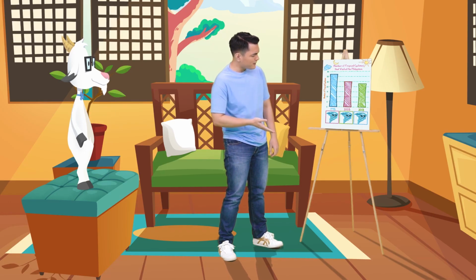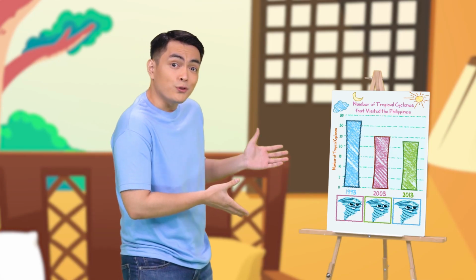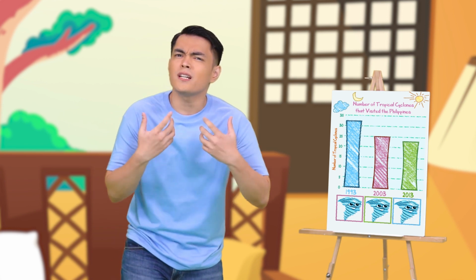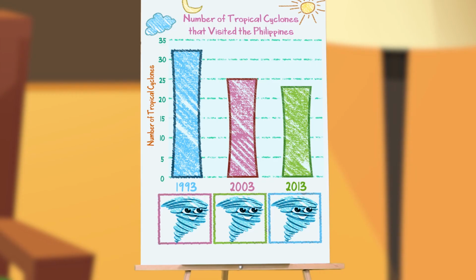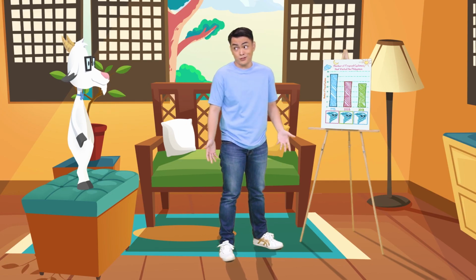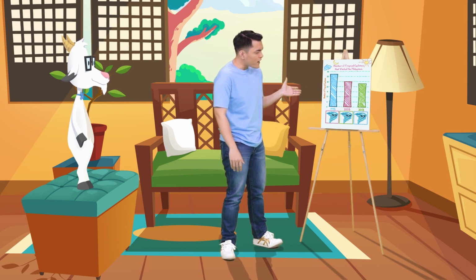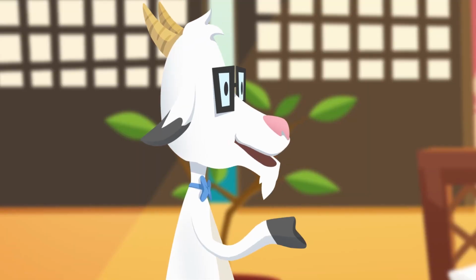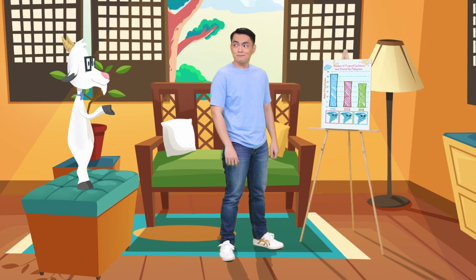They do look like buildings, but a bar graph is used to organize information so that you can understand it easily. Like this one, it shows the number of typhoons that hit our country in the past years. There were more typhoons in 1993 than in 2003 and 2013. That's right. See? Just by looking at the bar graph, you were able to understand what information it shows. And you can easily compare the number of typhoons each year.